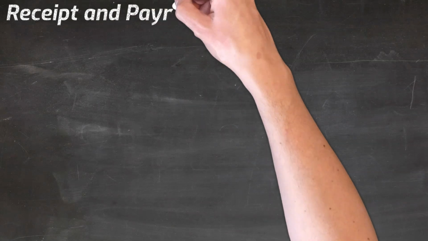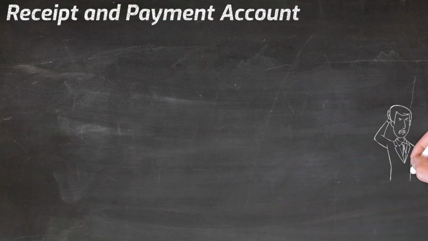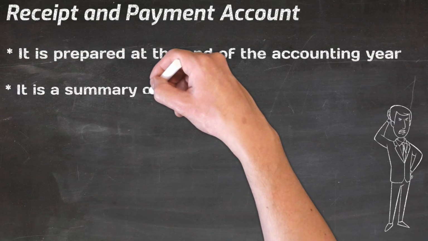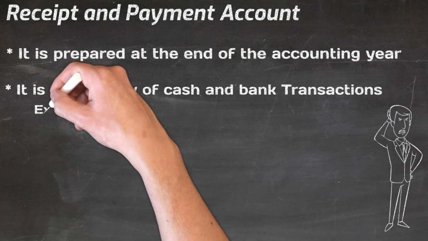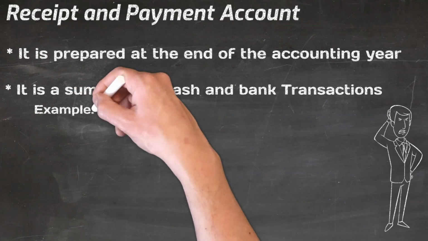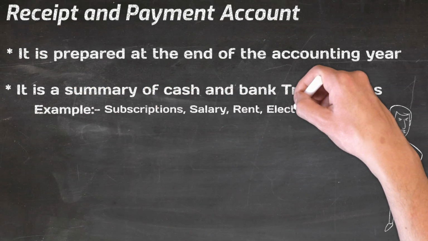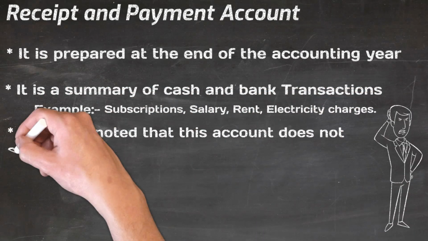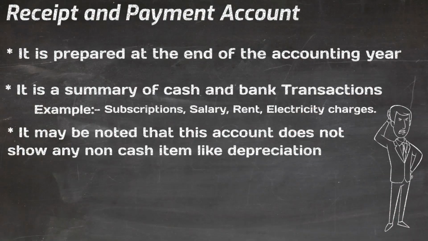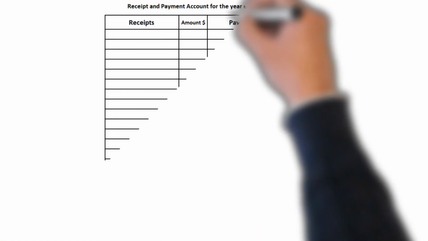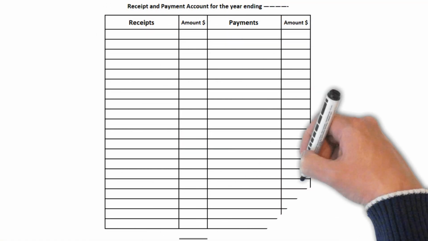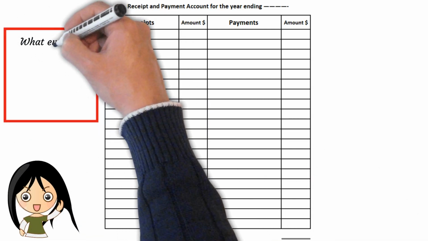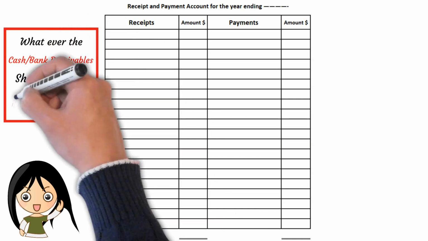Now we are going to learn receipt and payment account. First, it is prepared at the end of the accounting year. Second, it is a summary of cash and bank transactions. Example: subscriptions, salary, rent, electricity charges. Last point: it may be noted that this account does not show any non-cash item like depreciation. Students, now we are going to learn the format of receipt and payment account. First, you must remember, whatever the cash or bank receivables should be in debit side, that means cash inflow.